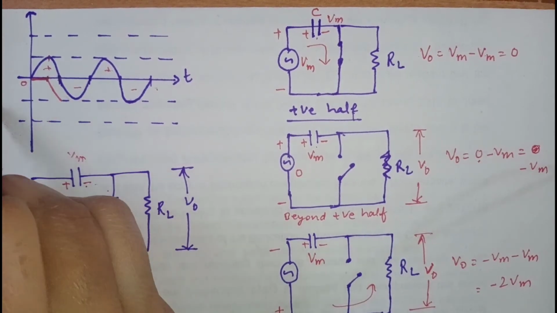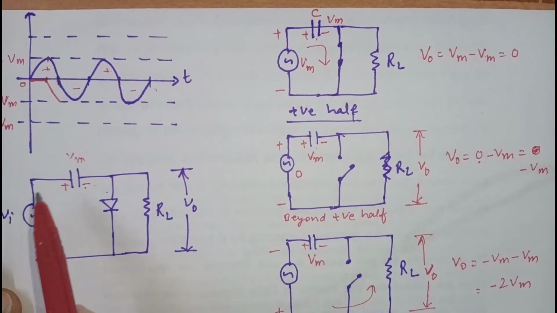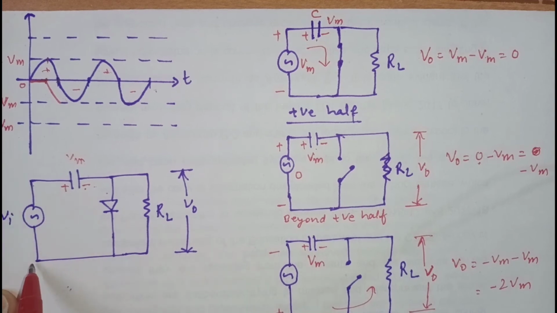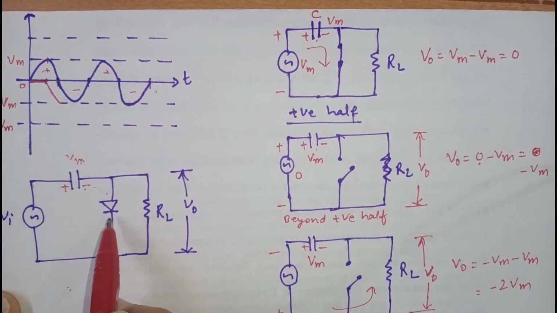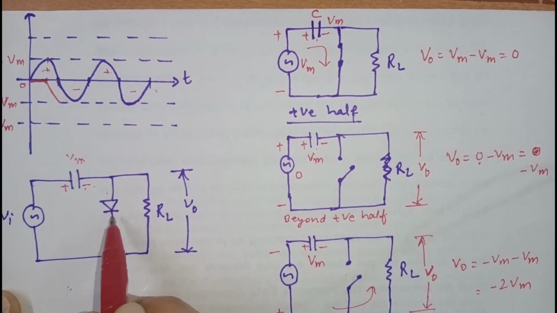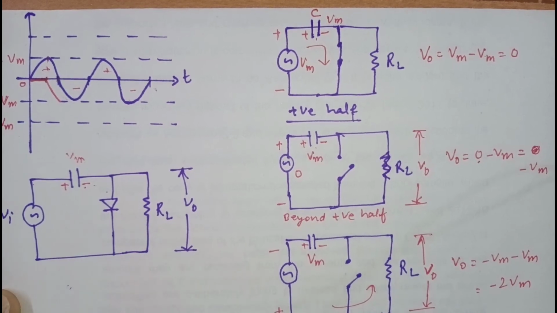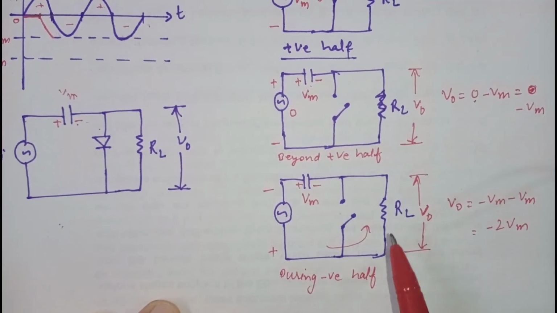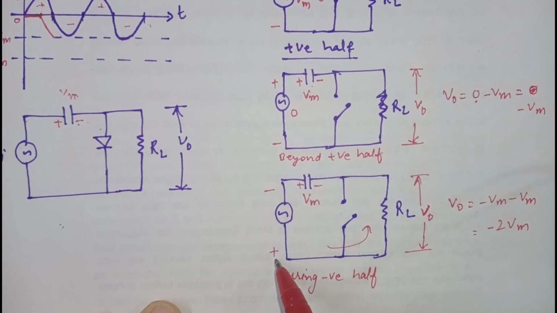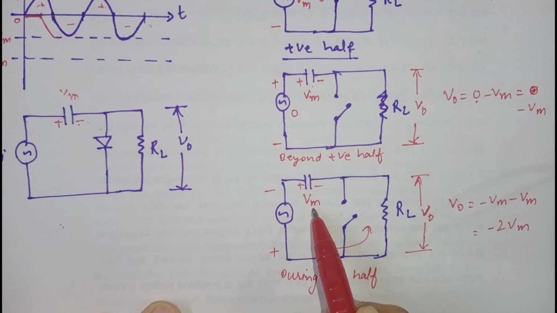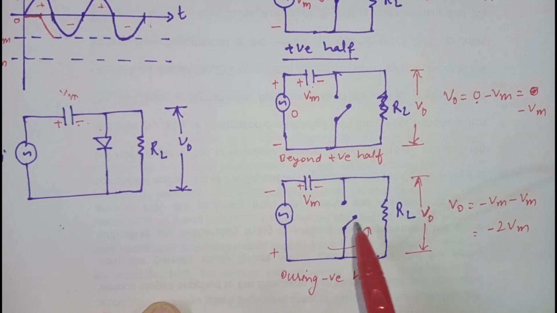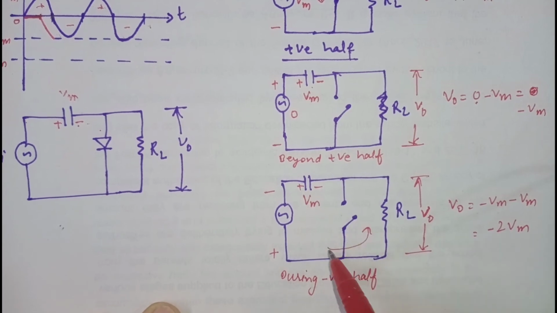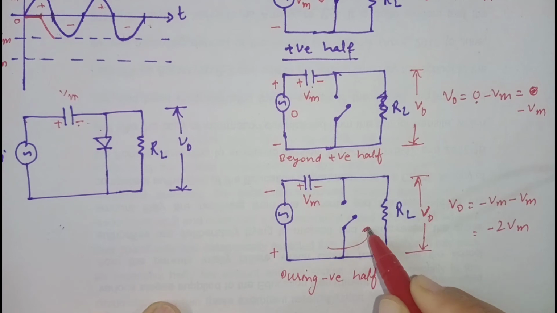Now again, during negative half cycle of the input signal, this terminal will be negative and this terminal will be positive. As this terminal is negative, the diode will be reverse biased and will act as an open circuit. In this case, the equivalent circuit will look like this one. This capacitor is charged up to Vm, and this is open circuit during negative half cycle because the diode is reverse biased. So the direction of the current will be this one.